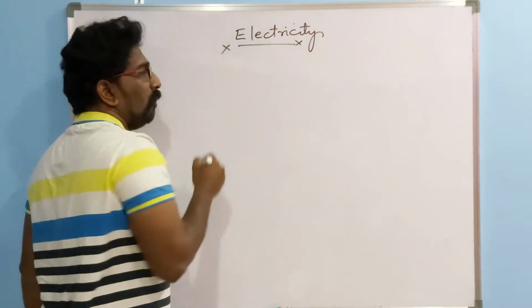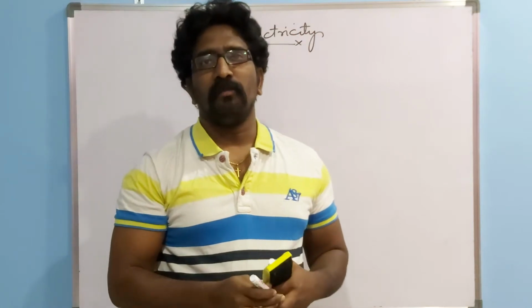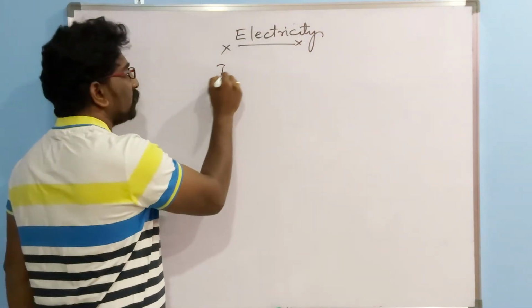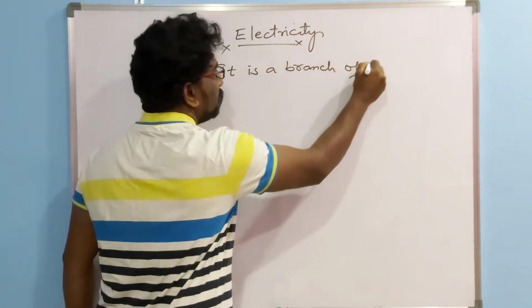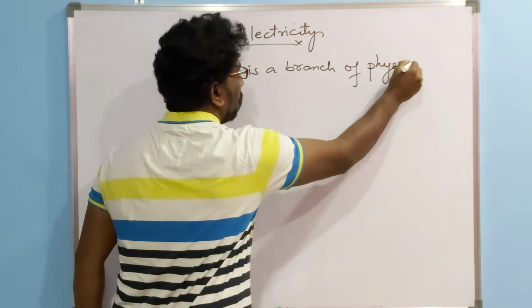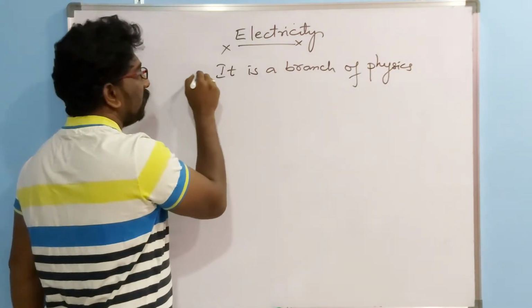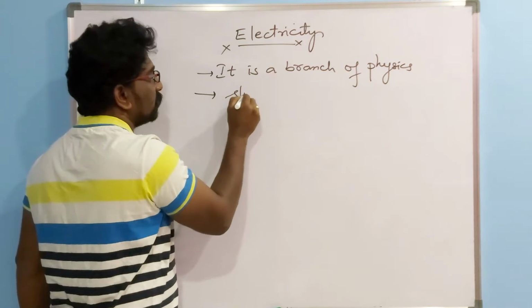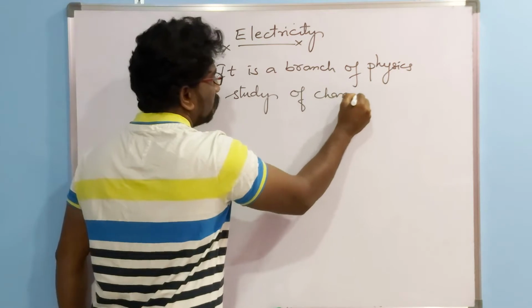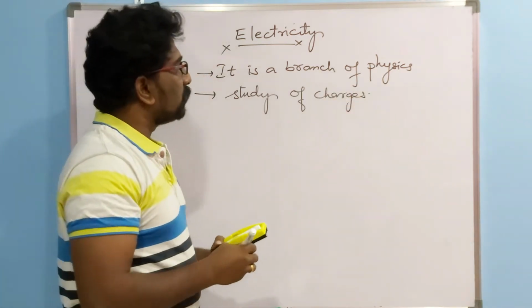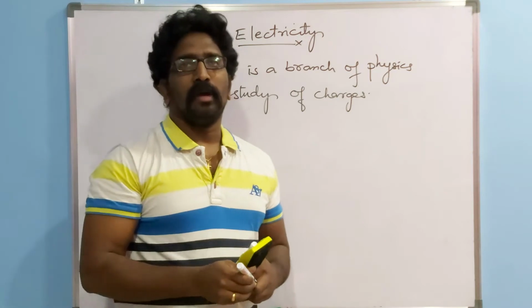Electricity. What is electricity? Electricity is, first of all, a branch of physics which is mainly related with charges. It means that it is related with the study of charges. So first of all, electricity is a branch of physics and it is a study of charges.